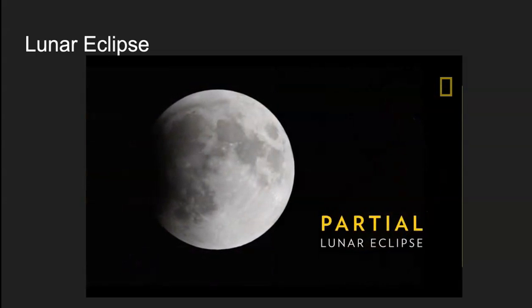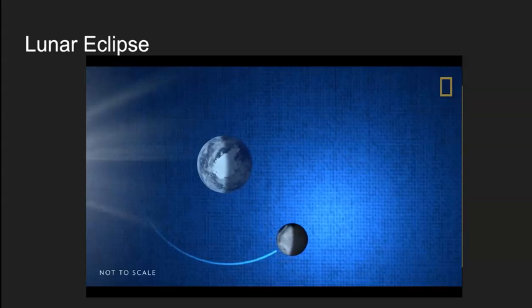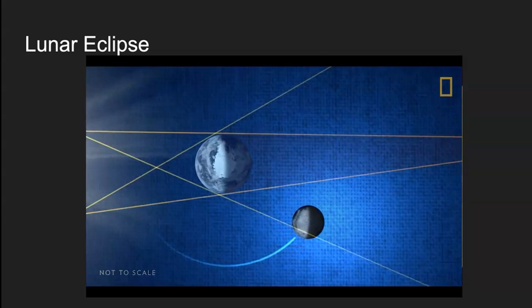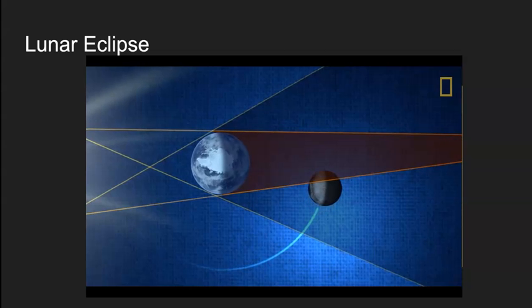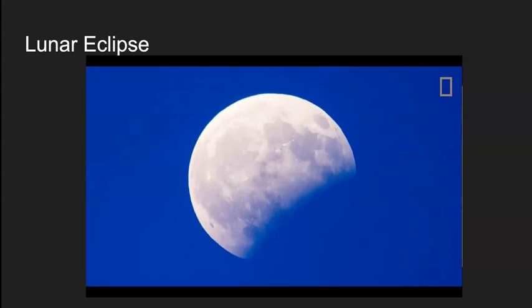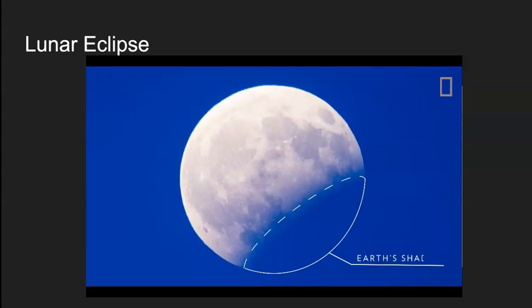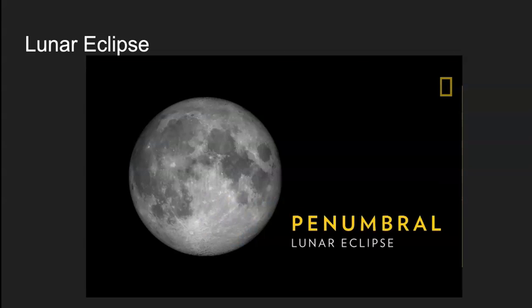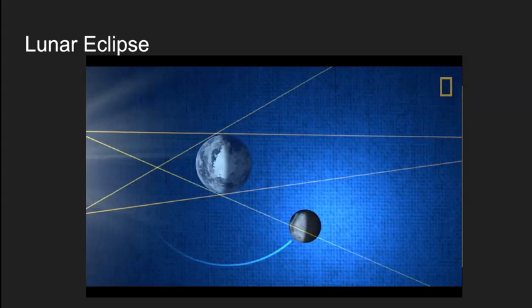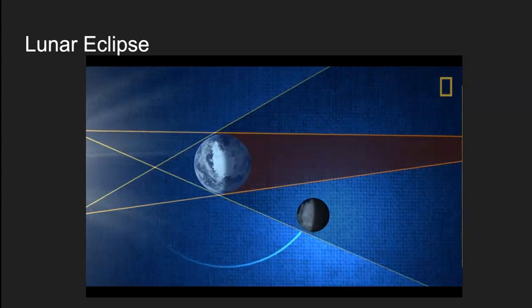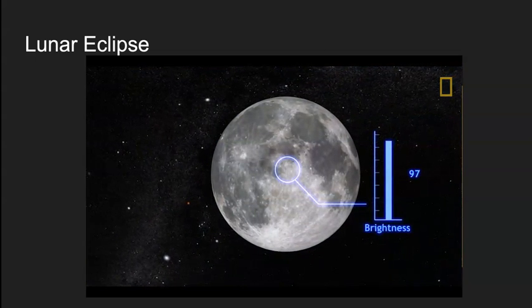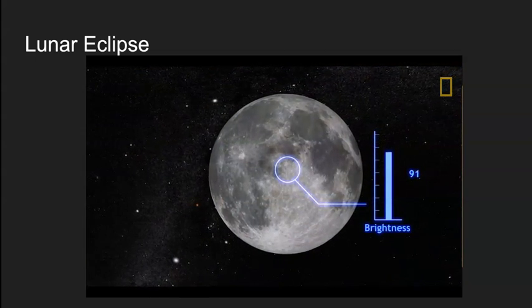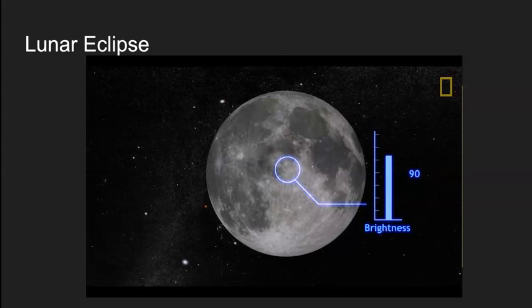A partial lunar eclipse, the second type, occurs when the Earth, moon, and sun don't perfectly align, so only part of the moon passes into Earth's umbra. Earth's shadow appears very dark on the side of the moon facing Earth. Last, a penumbral lunar eclipse occurs when the moon passes through Earth's penumbral shadow. The event is so subtle that most people don't even notice. The moon will appear just slightly darker than normal.